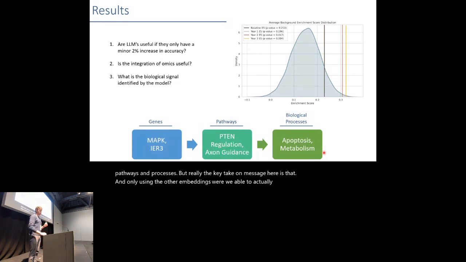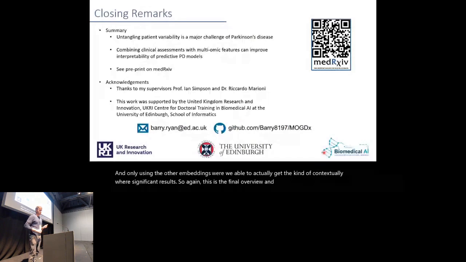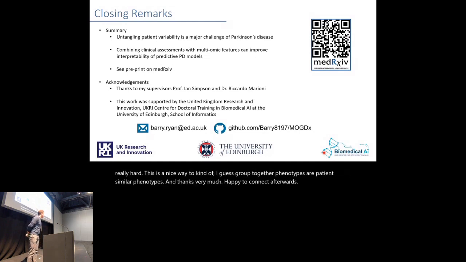So again, this is the final overview. The paper is currently on medRxiv and it's currently going through review. Untangling heterogeneity in Parkinson's disease is really hard. This is a nice way to group together phenotypes, or patients with similar phenotypes. Thanks very much. Happy to connect afterwards. Thank you.